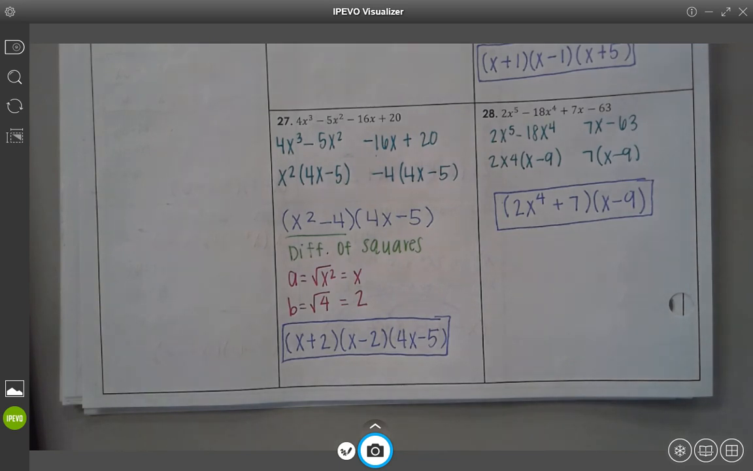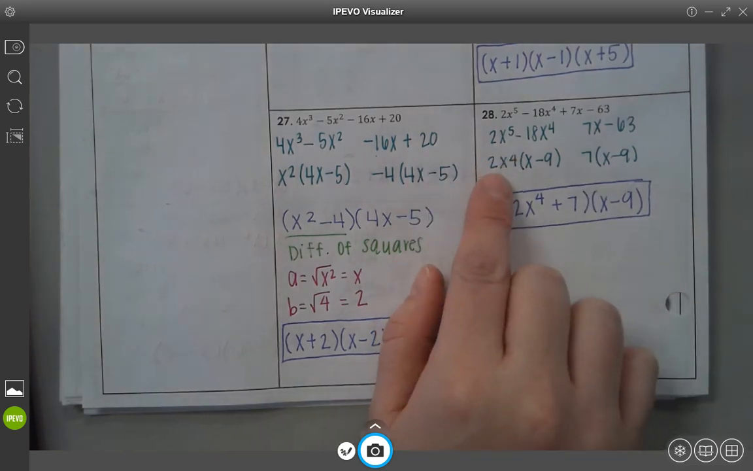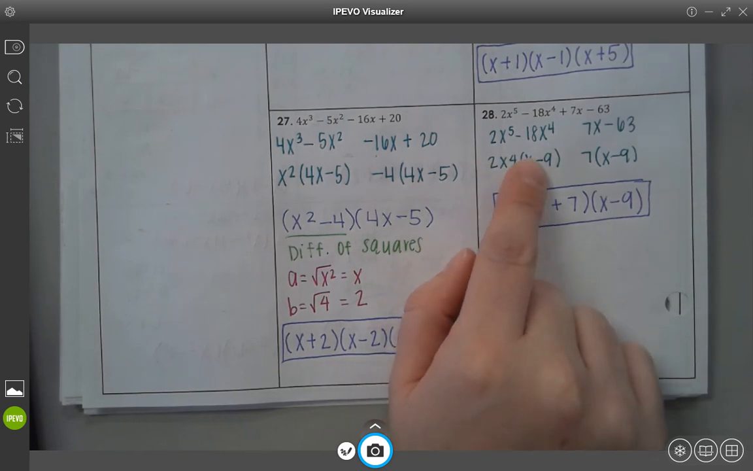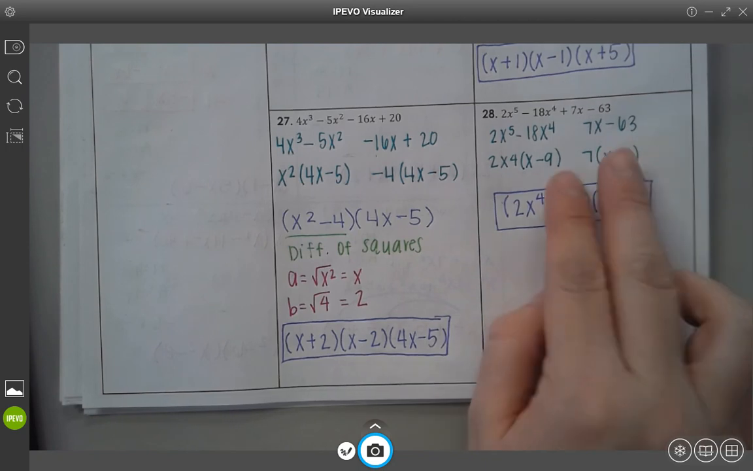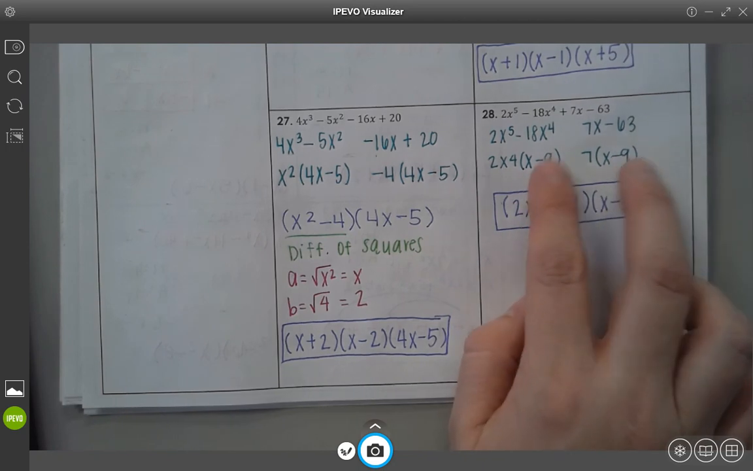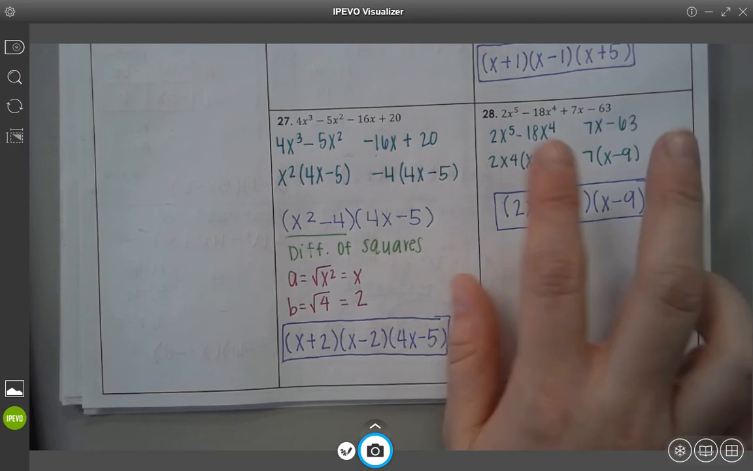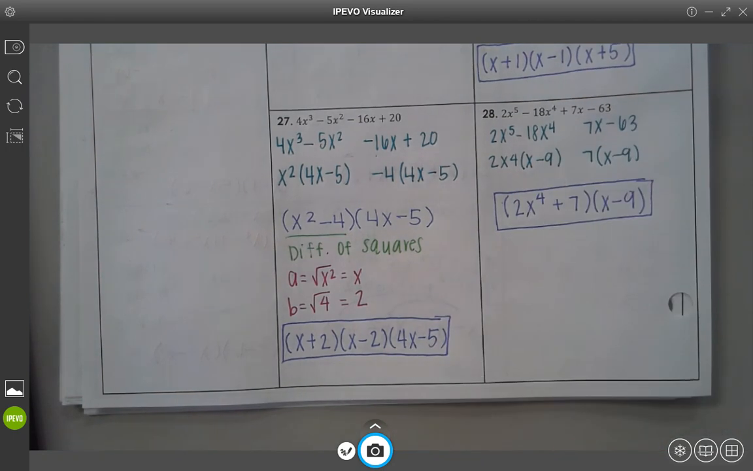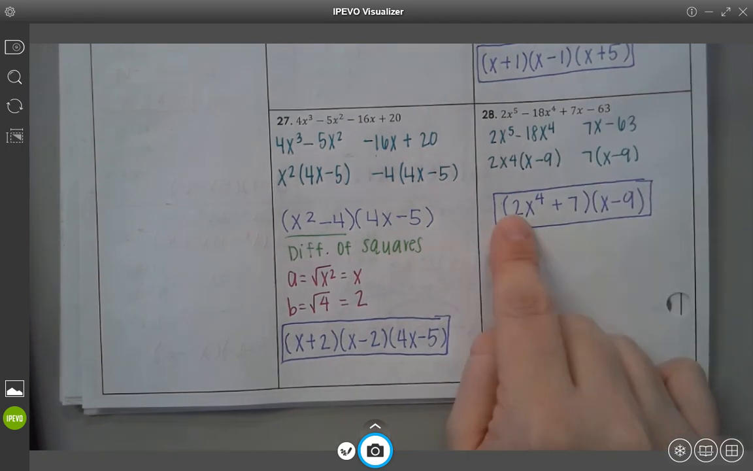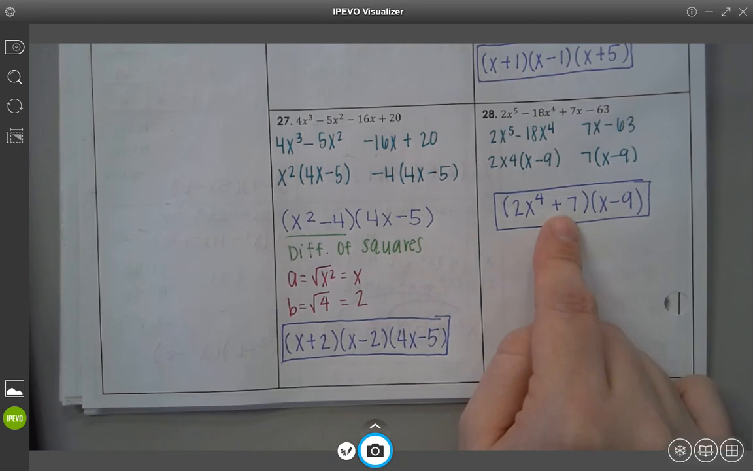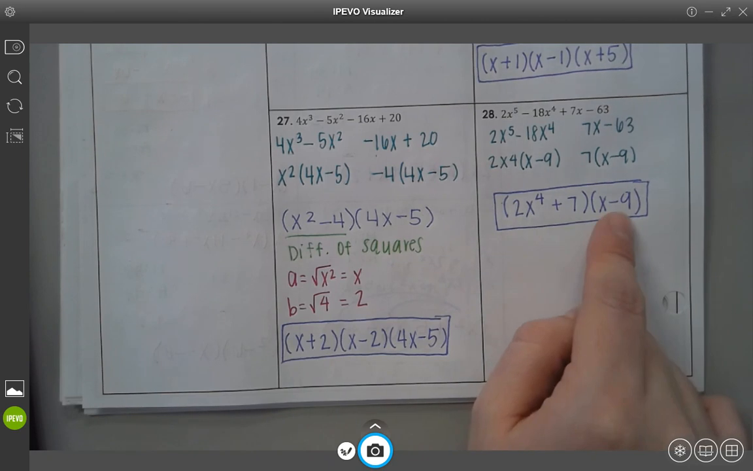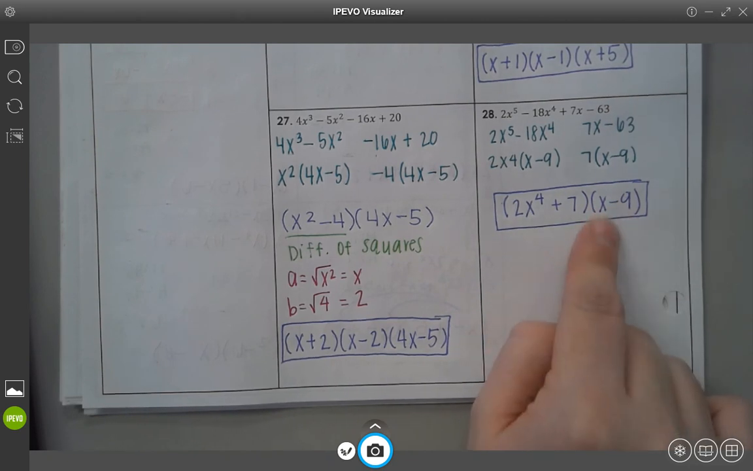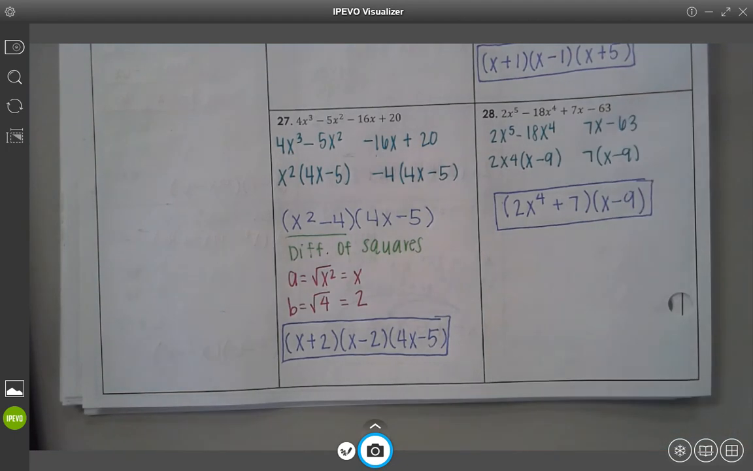All right, this one factored out a 2x to the fourth, leaving you with x minus 9, and a 7, leaving you with x minus 9. Remember, what you have in parentheses has to match. If you don't get matching things there, then you got it wrong. And 2x to the fourth plus 7, those are not perfect squares. X to the fourth is, but that's it. And x minus 9, x is not a perfect square. It would have to be like x squared minus 9. So you're done there.